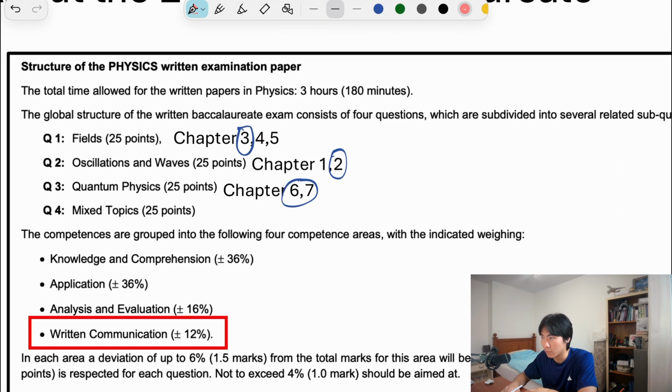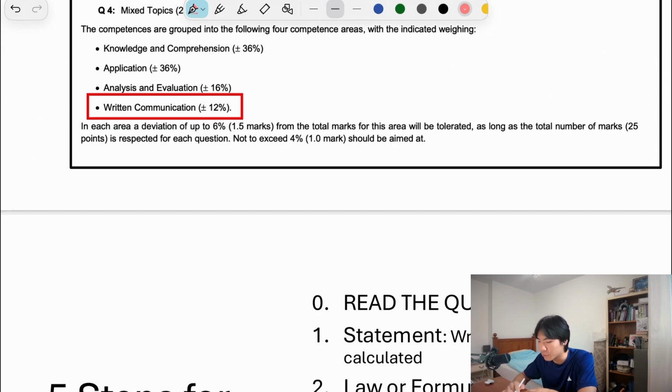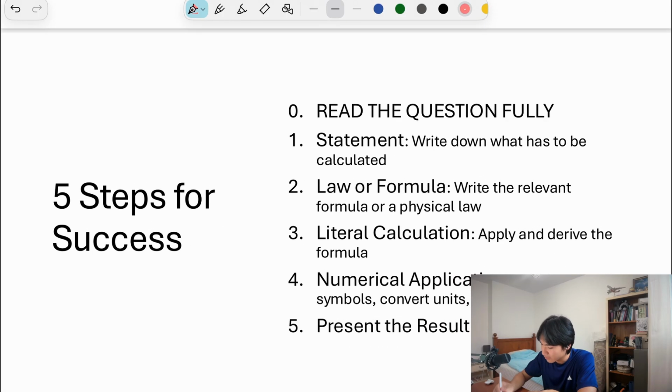One of the things that he mentioned is how you should answer each question. He had a poster in the classroom called 5 steps for success, and I actually printed this out and stuck it on the first page of my physics binder. These are the actual steps that he put, but I added step 0 because I think it is crucial. Step 0.